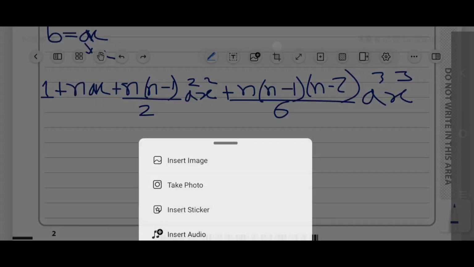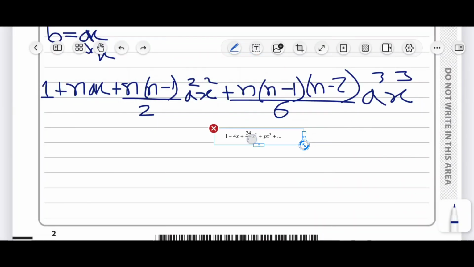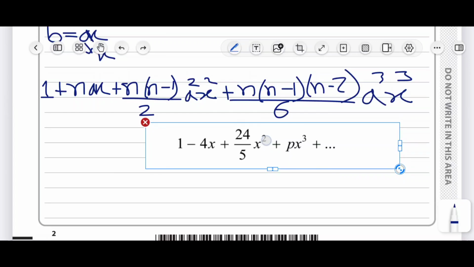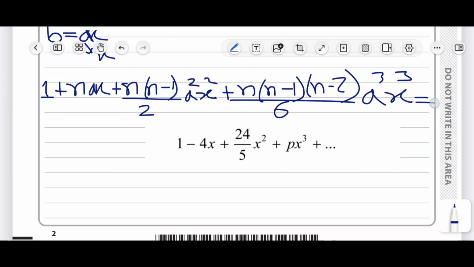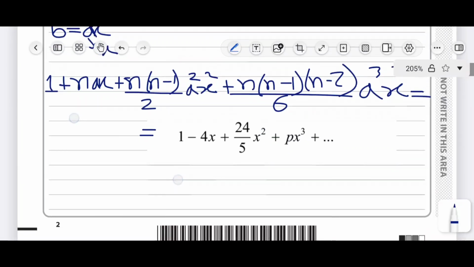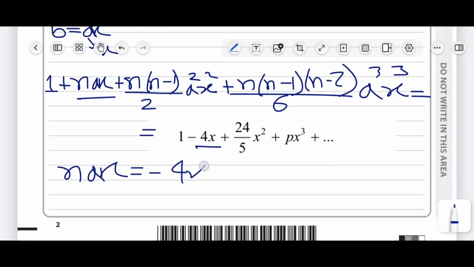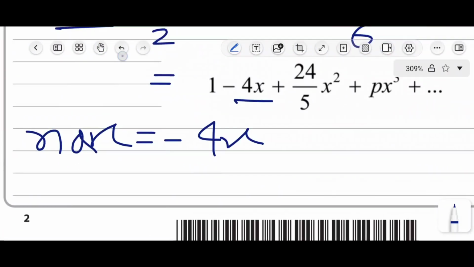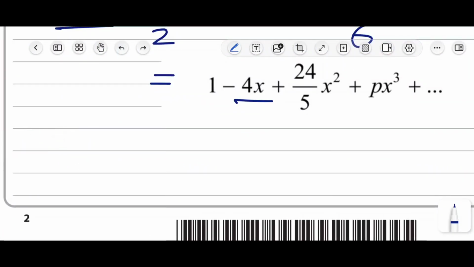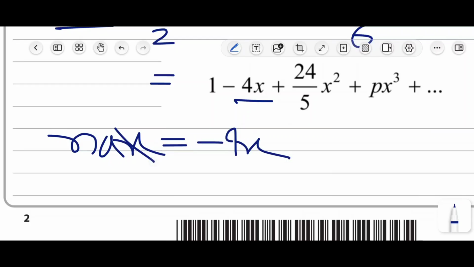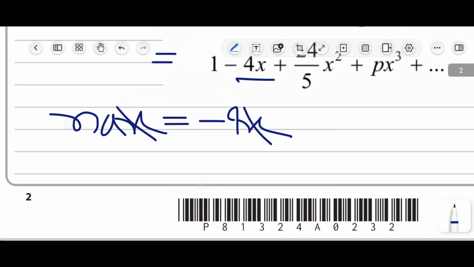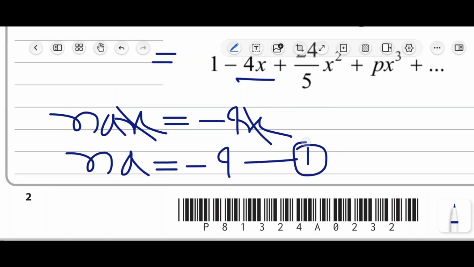Okay, so I have to compare with that part. Here you can see I compare this with these two. If I compare with this, I can see clearly this is the x term, this is the x term. So I can take common: nax equals minus 4x. Let me write it clearly. nax equals minus 4x. If I cancel x and x, I get na equals minus 4. This is equation 1 here.